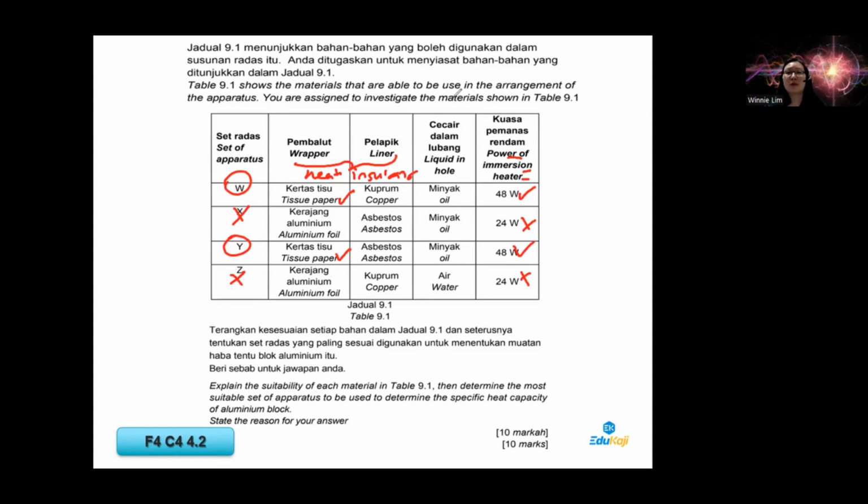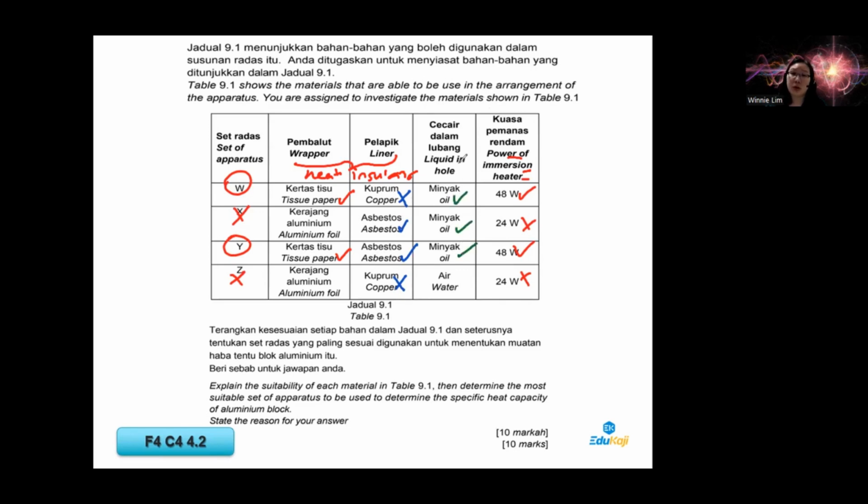Okay, then for the liner, what should you put? Boom, cannot also, what? Okay. Also, asbestos is actually an insulator also. And lastly, what should you put inside? You're supposed to put oil.